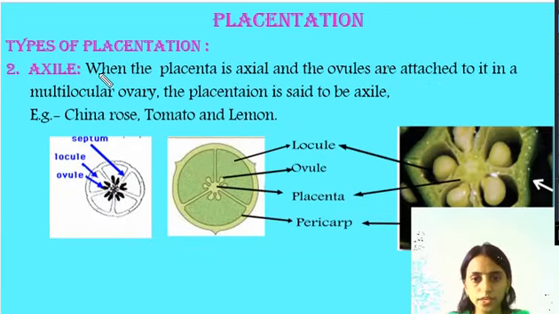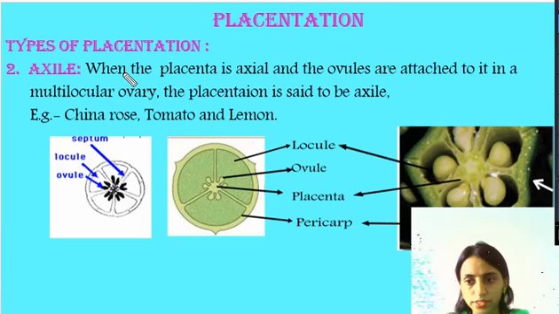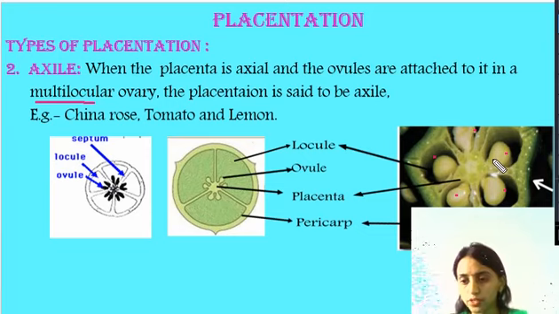The second one is axile placentation. In the axile placentation, the ovules are attached in the multilocular ovary. Dear students, you might have seen the transverse section of lady's finger at your home. There you can find the 5 locules. Look at this image. 1, 2, 3, 4 and 5. There are 5 locules and this is the central axis. To this central axis these seeds are attached. The seeds develop only after the fertilization.